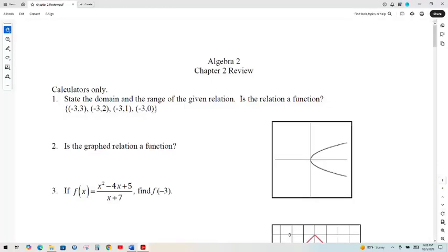Okay, we're taking a look at the chapter review for chapter 2, discussing every problem so we get a better understanding of what the test is going to be on. So when we're looking at this first problem, they want to know what the domain and the range are and whether it's a function or not.